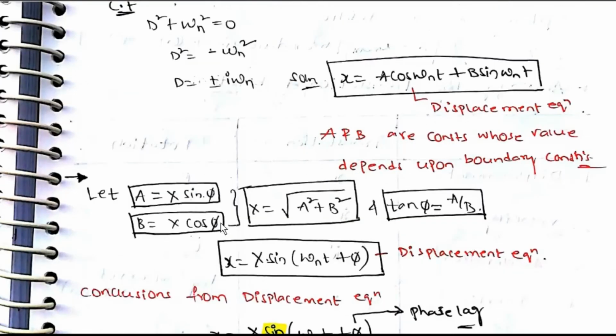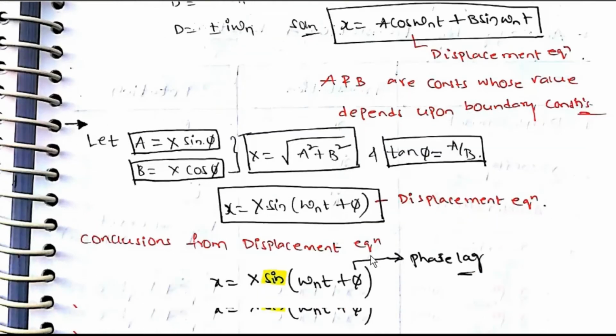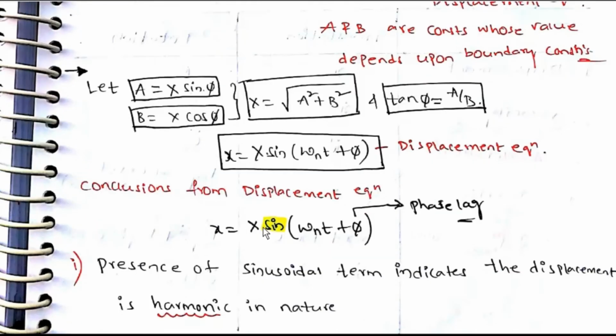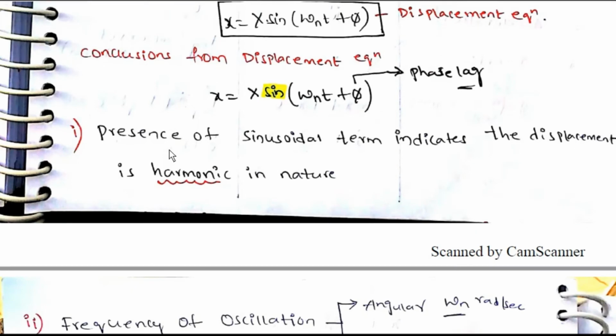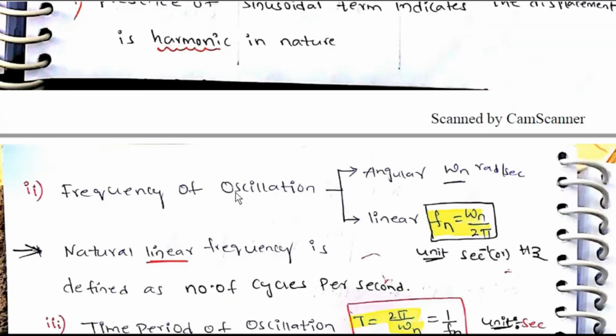Let A is equal to X sin phi, B is equal to X cos phi. X is equal to root of A square plus B square, tan phi is equal to A by B. X is equal to X sin (omega n t plus phi). This is the displacement equation. Conclusions from the displacement equation: x is equal to capital X sin of (omega n t plus phi), where phi is the phase lag. Presence of the sinusoidal term indicates the displacement is harmonic in nature.